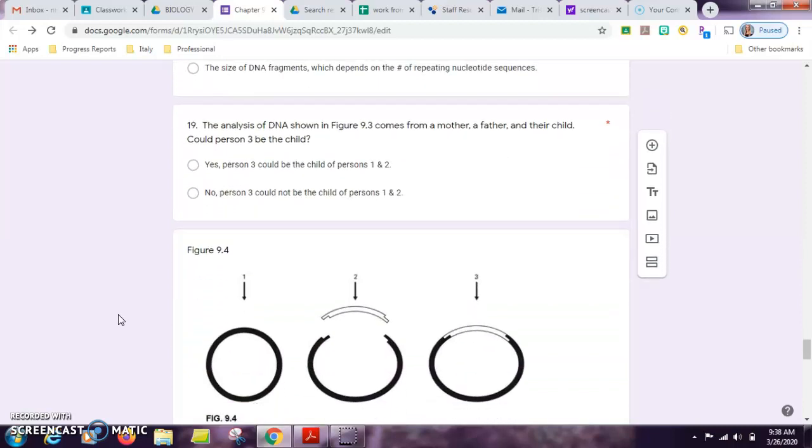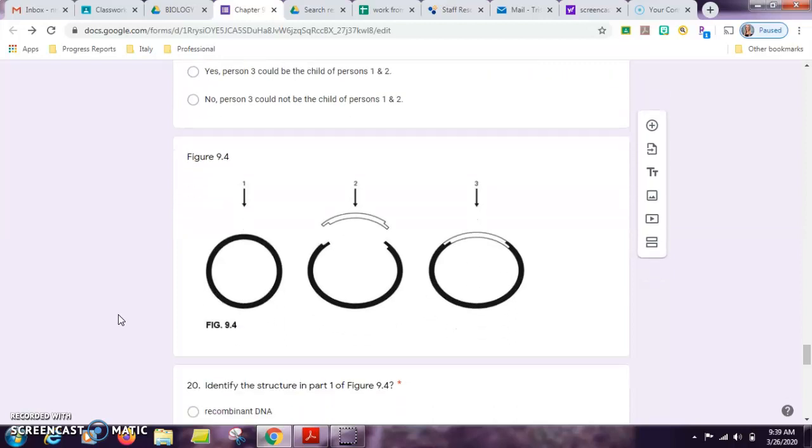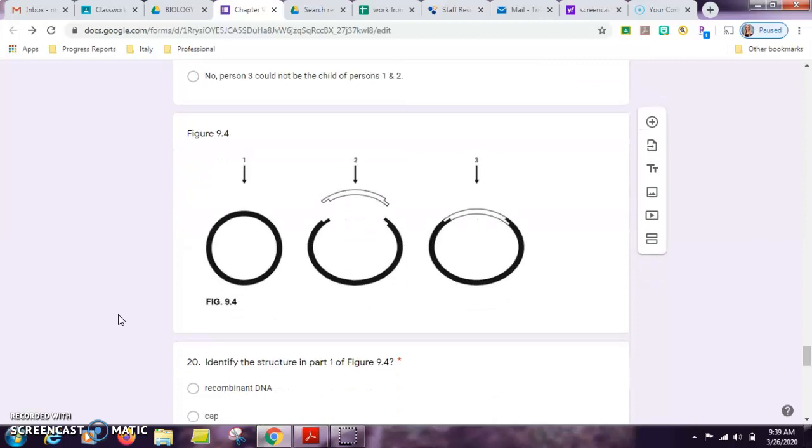Number 19. The analysis of DNA shown in figure 9.3 comes from a mother, a father, and their child. Could person 3 be their child? Yes, person 3 could be the child of person 1 and 2. Or no, person 3 could not be the child of person 1 and 2. Again, make sure you're looking back in figure 9.3 to help you answer the question. All right. Now you will see figure 9.4. Make sure you're using this picture to answer the following questions.